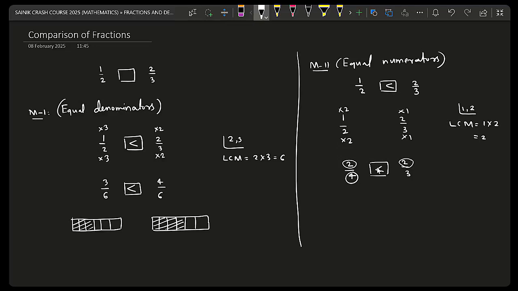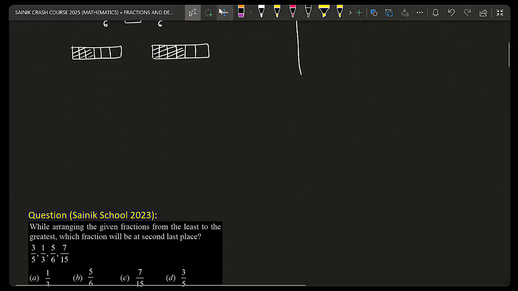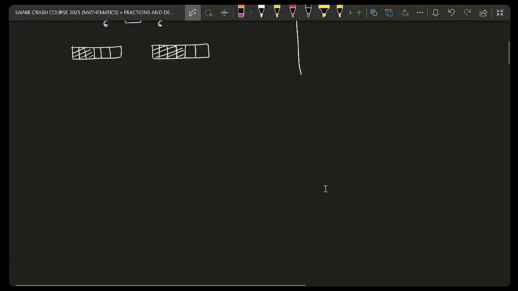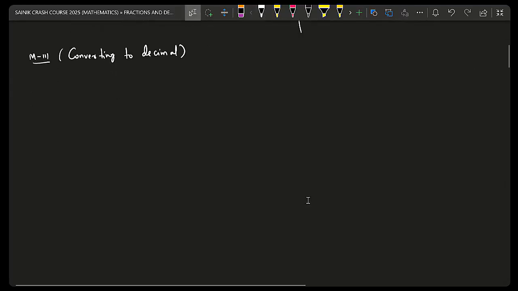I am clear. Okay, now any other doubts from other students? I don't see any hands raising, so I'm moving to method number 3. Method number 3 is converting to decimal. Anyhow, we have not started the decimal chapter, but it is easy to convert any fraction to decimal. We discussed it in yesterday's class also.